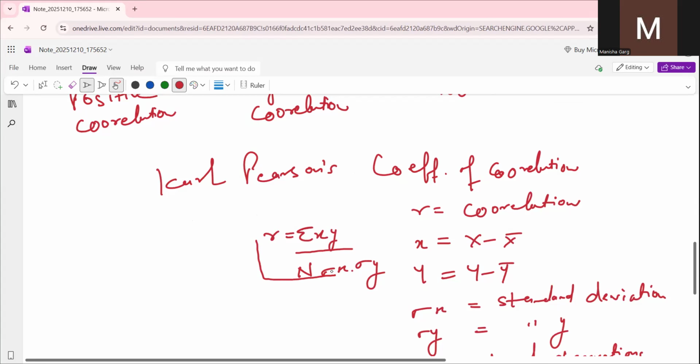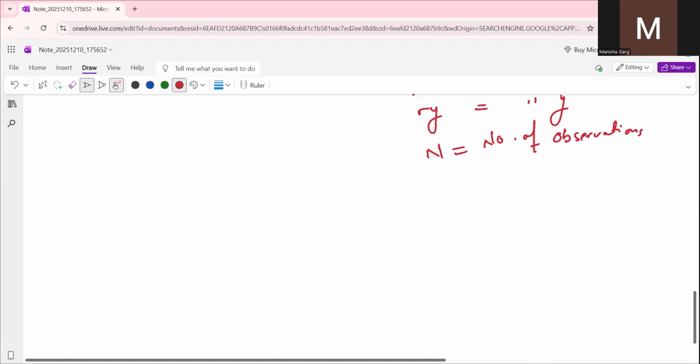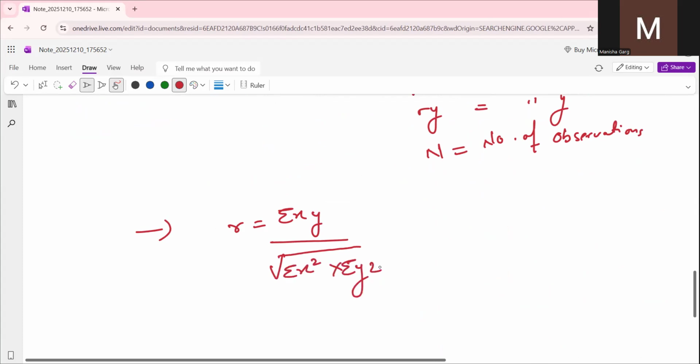Okay. We have another modified version of the Karl Pearson formula. This is our second formula of Karl Pearson. r is equal to summation of xy divided by under root summation of x square multiplied by summation of y square, where x is equal to X minus X mean and y is equal to Y minus Y mean.